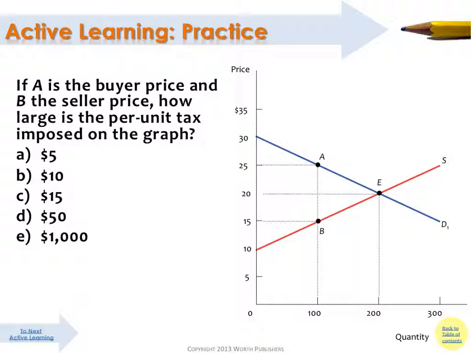So here's a practice question, an application question for you. You can pause it and work it out. But basically you're looking for the vertical distance between the buyer's price, the price that the demanders are paying, and the price that the sellers are receiving. And it looks like that vertical distance is 25 minus 15 or 10.